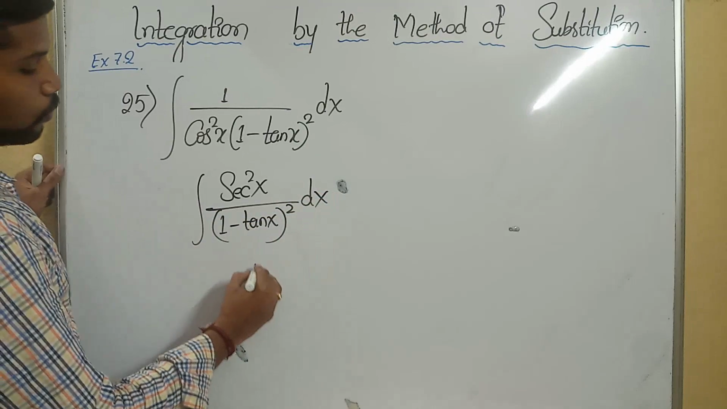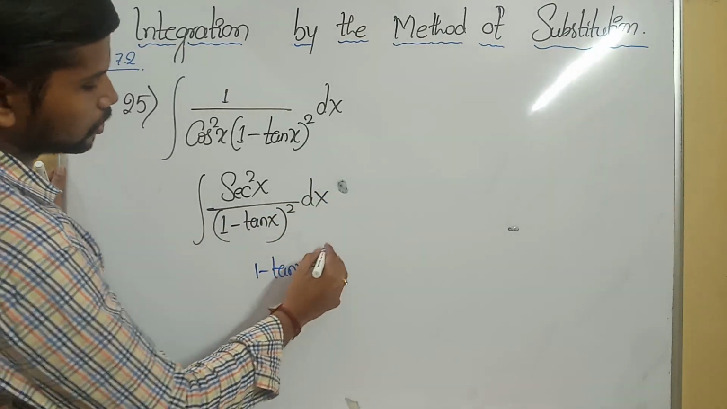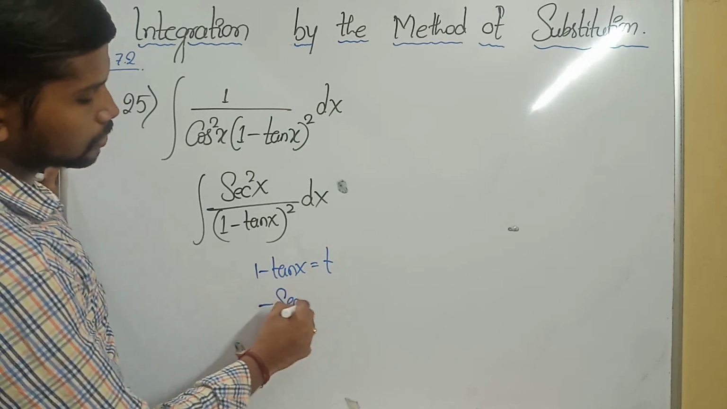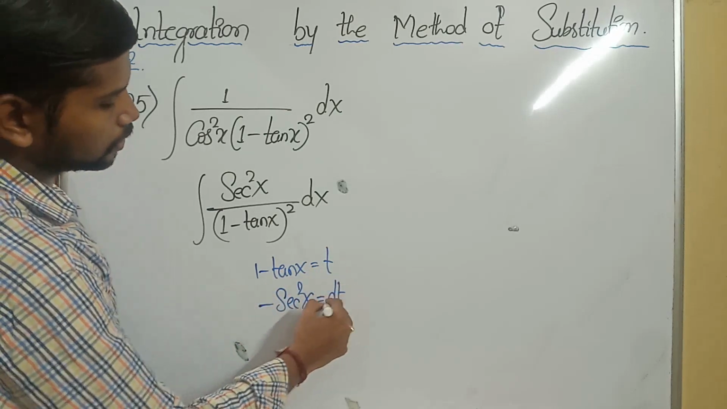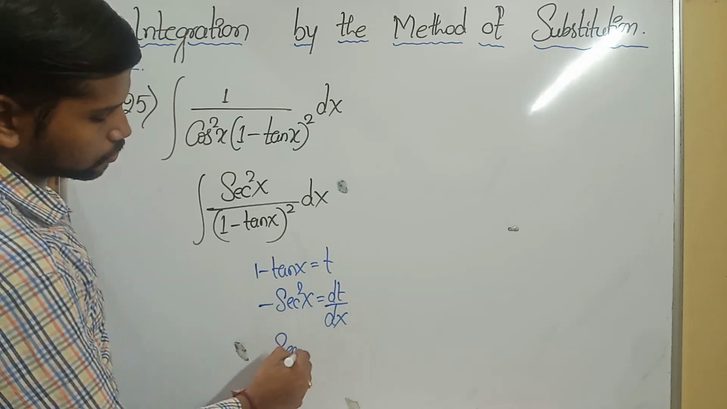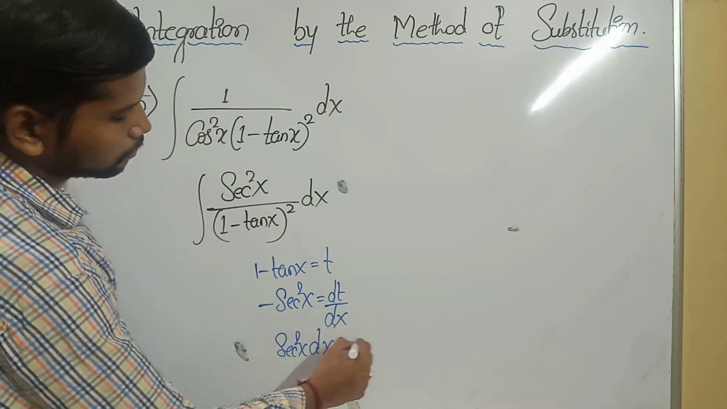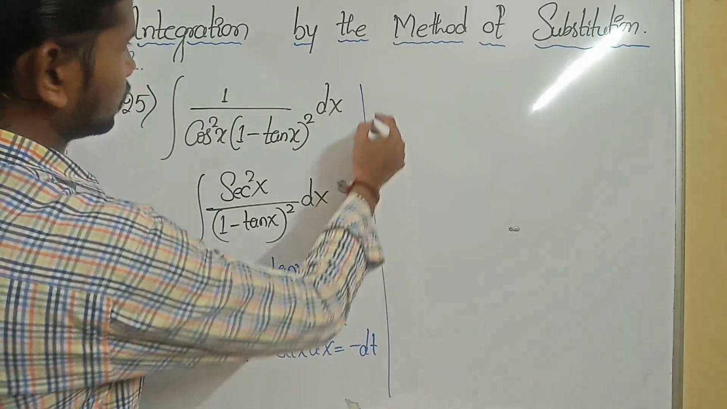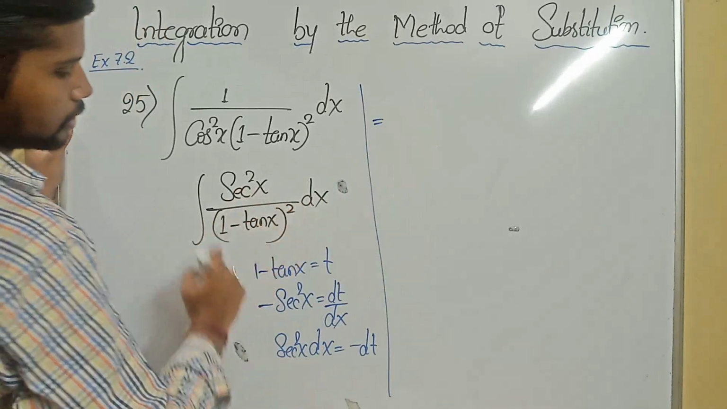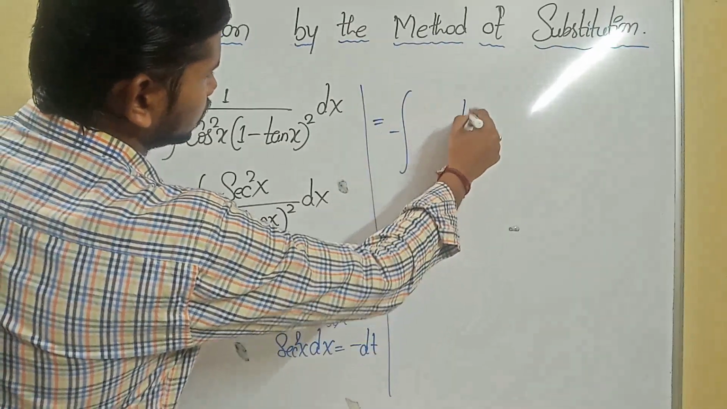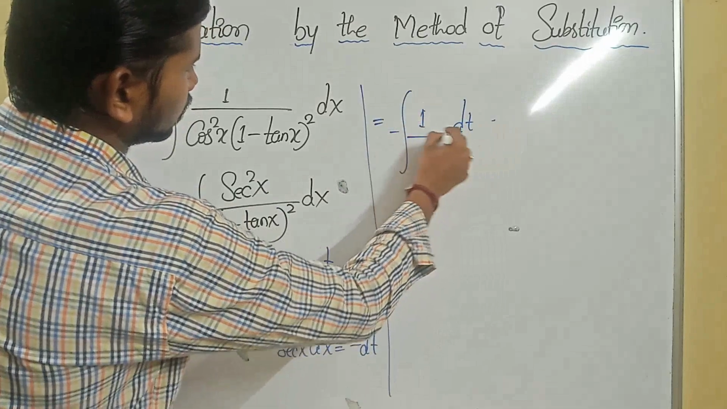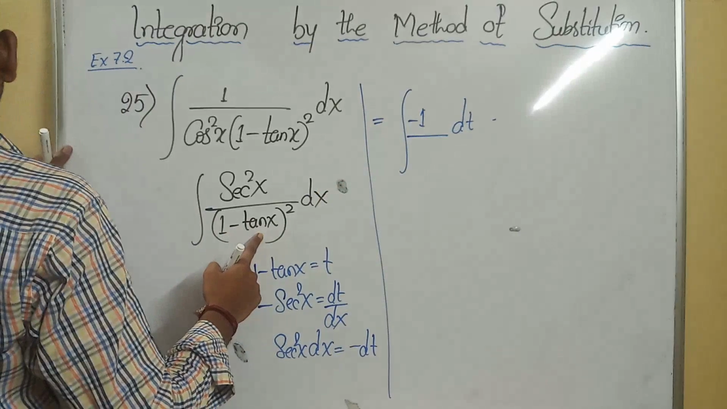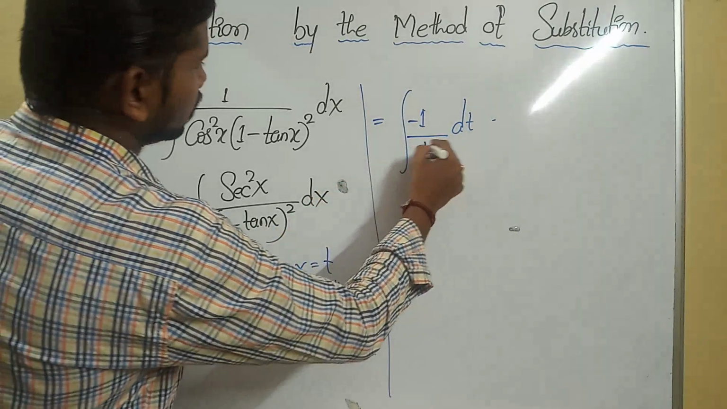Now 1 minus tan x as t. Got it? What is the derivative? 1 derivative will be 0, minus tan derivative will be secant square x. The derivative of t will be dt by dx. I can write this as secant square x dx is equal to, minus shifted to the right hand side, minus dt. Then the next step, secant square dx is minus dt. It will be 1 divided by, I can write minus inside only. It will be 1 minus tan x as t. It will be t square.